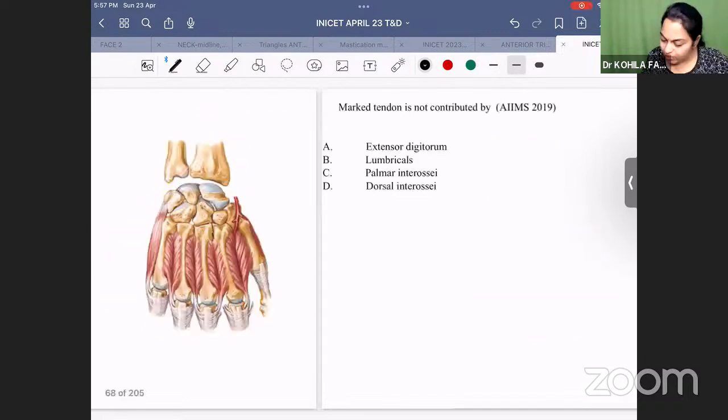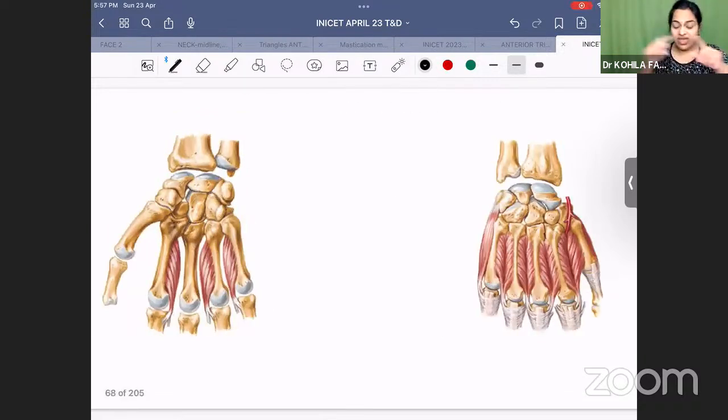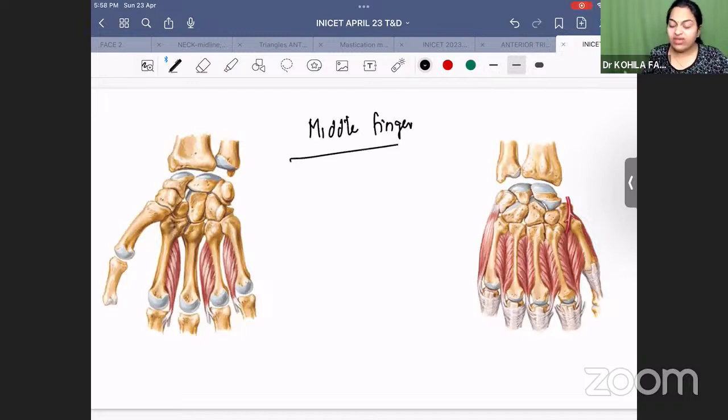Previous year question, I put it or not. They just pointed out the extensor expansion of the middle finger and asked which tendon doesn't contribute to it. Okay, this middle finger is important, right? So which of the tendons doesn't contribute to it? The middle finger one lies in the midline.